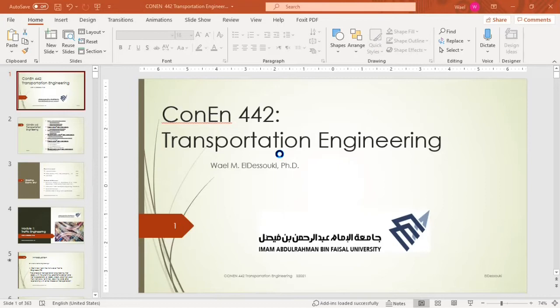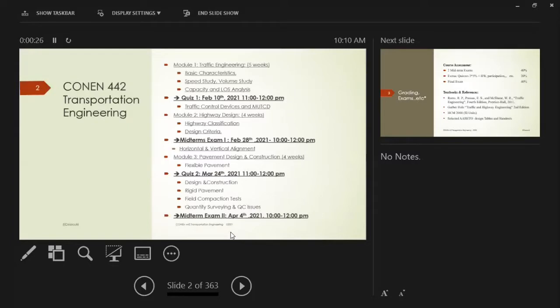Okay, as you can see, there are four bold lines. These are the dates for the first quiz, the first midterm, the second quiz, and the second midterm. So now you have these four dates. Okay, that's the date and the time for quiz number one, midterm number one, quiz number two, and midterm number two.